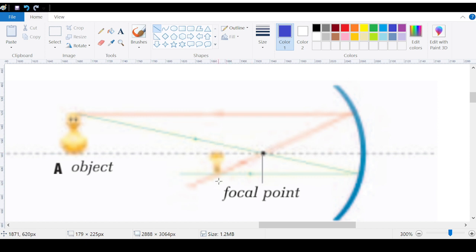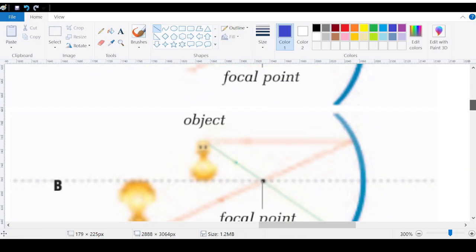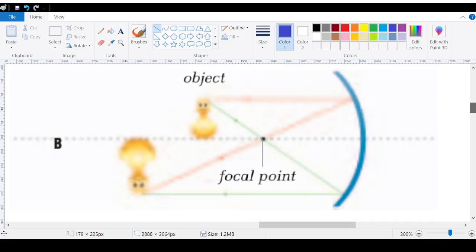So the rays from the top of the object end up getting inverted. They end up underneath the object on the opposite side. So that's why we get an upside down image. And that happens whether the object is far away from the focal point or closer to it. As long as the object is behind the focal point, you'll get an inverted image.